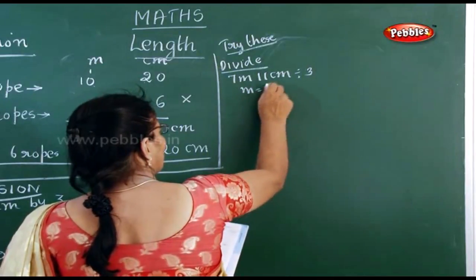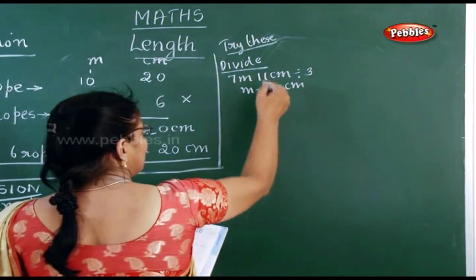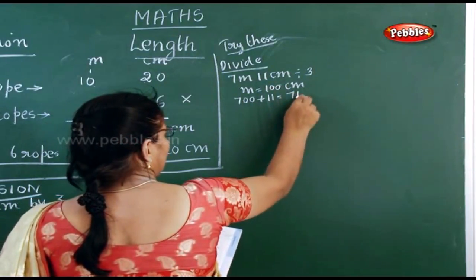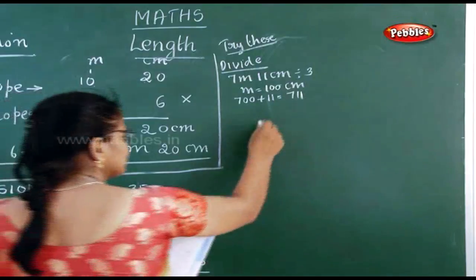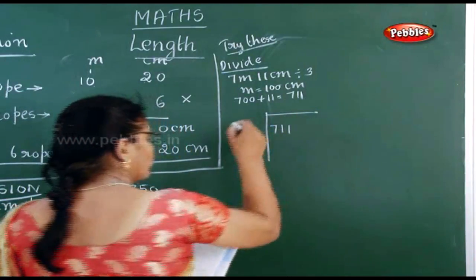A meter is equal to what? 100 centimeter. Am I right? So now 711. So 700 plus 11 is equal to 711. So this 711 you have to divide by 3. Is it clear? Don't get confused.